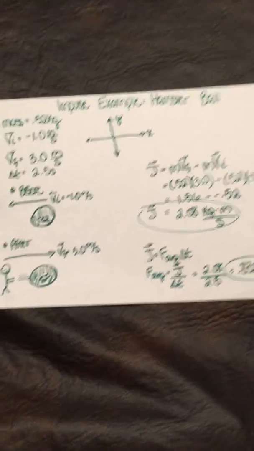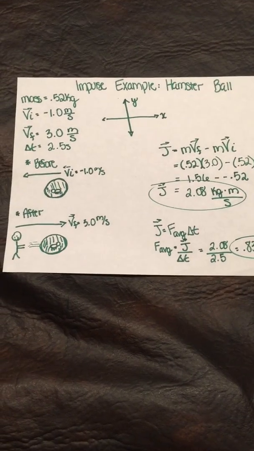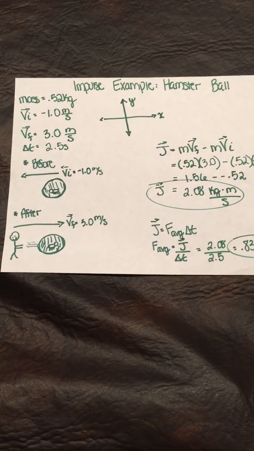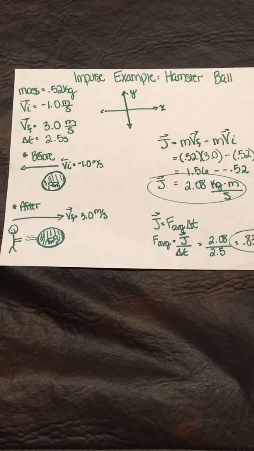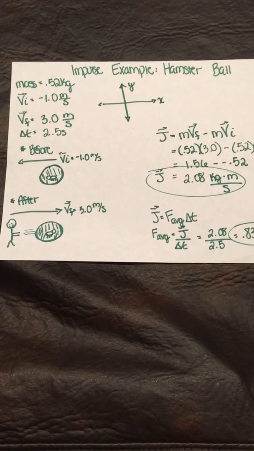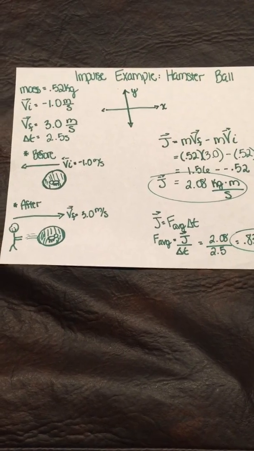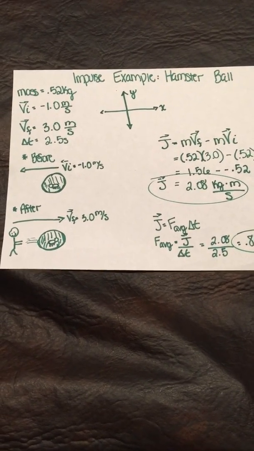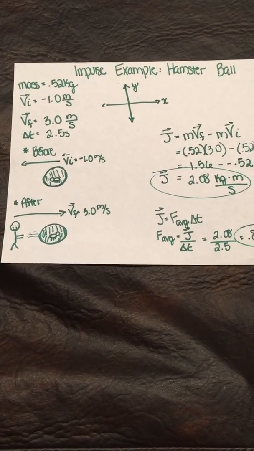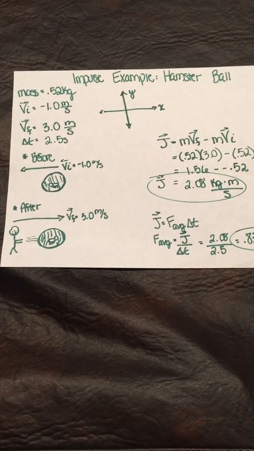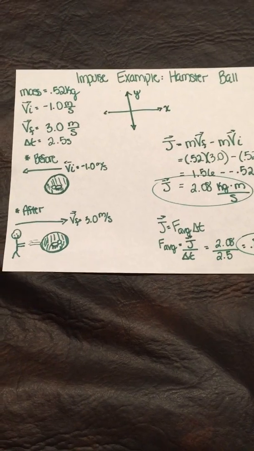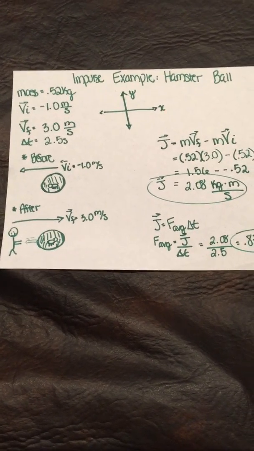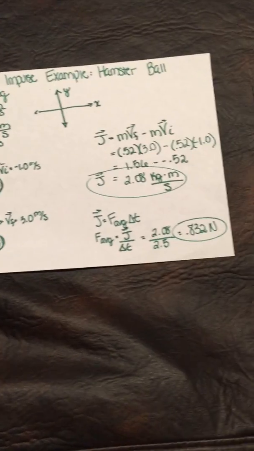In the example that we just saw, the weight of the hamster and the ball combined had a mass of 0.52 kilograms. The initial velocity of the hamster and the ball was negative 1.0 meters per second because it was moving in the negative x direction. After the hamster experienced a collision and was pushed back with force, its final velocity was 3.0 meters per second. The change in time for this whole collision was 2.5 seconds.